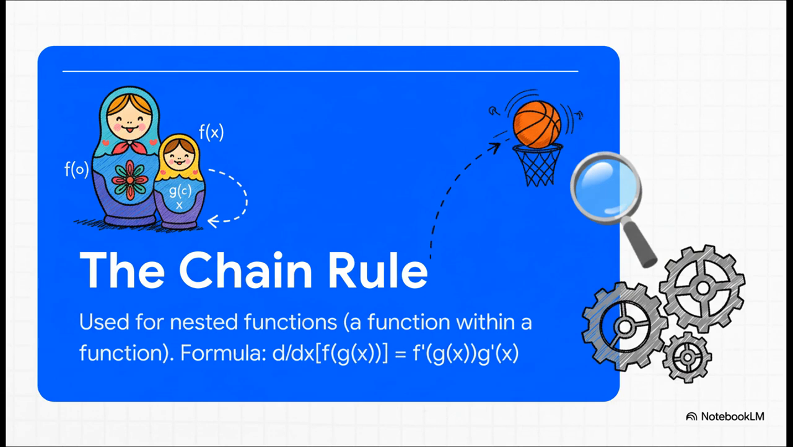And for our last major play, we have the chain rule. This one is for those nested functions. A function that's living inside of another function, kind of like those Russian nesting dolls. The trick is, you take the derivative of the outside function first, leaving the inside part alone, and then you multiply all of that by the derivative of the inside function.